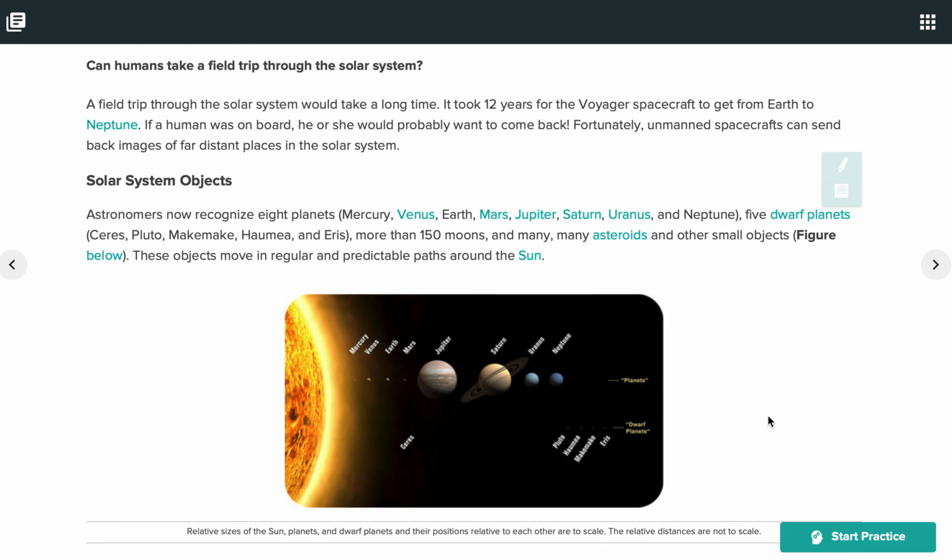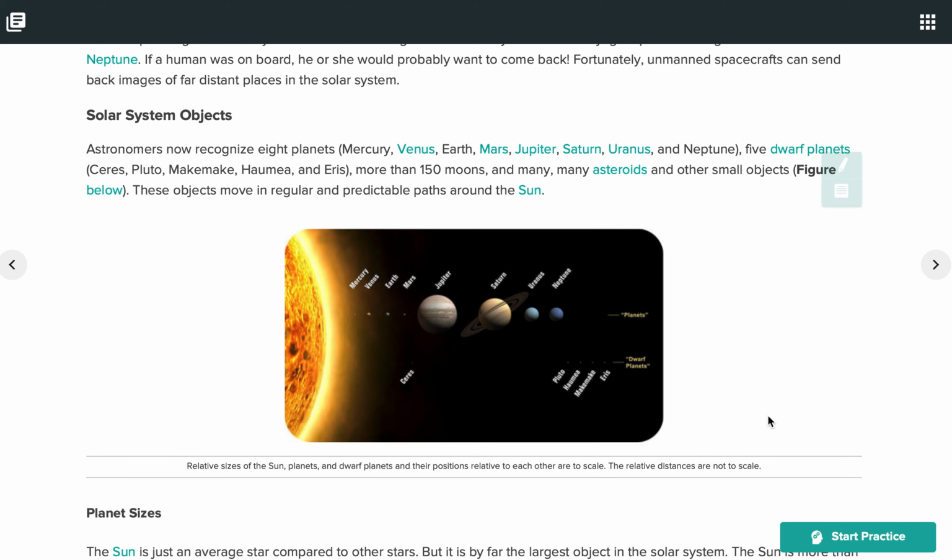Solar system objects. Astronomers now recognize 8 planets: Mercury, Venus, Earth, Mars, Jupiter, Saturn, Uranus, and Neptune. And 5 dwarf planets: Ceres, Pluto, Makemake, Haumea, and Eris. More than 150 moons and many, many asteroids and other small objects below. You can see them here in this little image here. Other objects move in regular and predictable paths around the sun.